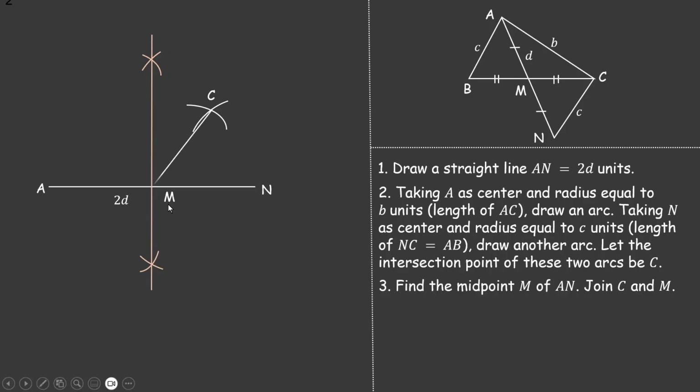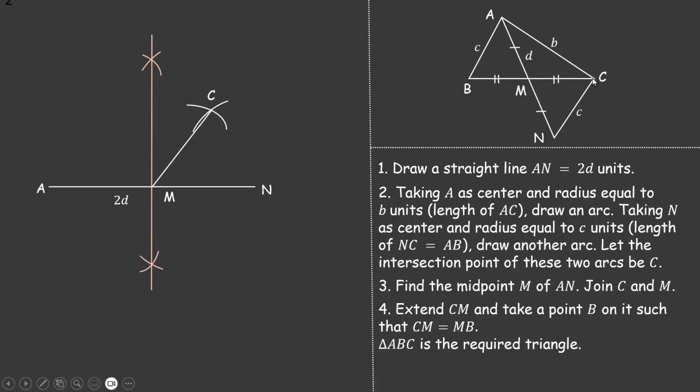Now let us join CN. So far, we have this line as well. Now we need vertex B. So as we can see in this rough diagram, we need to just extend this CM to CB, right? Such that CM is equal to MB. And thus we have the vertex B. Now let's join AB and AC, and triangle ABC is the required triangle.